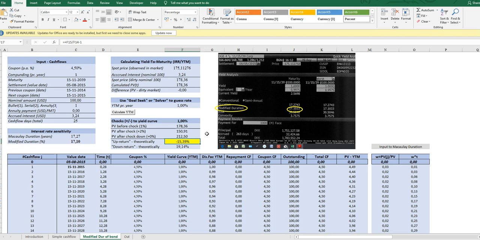So both scenarios are good for the long position, the investor holding the bond. Obviously not for the one shorting the bond or the borrower. And we will see later that this difference is due to what is called convexity.